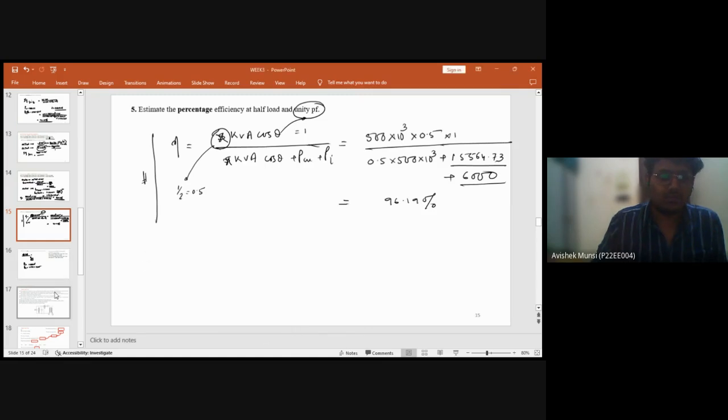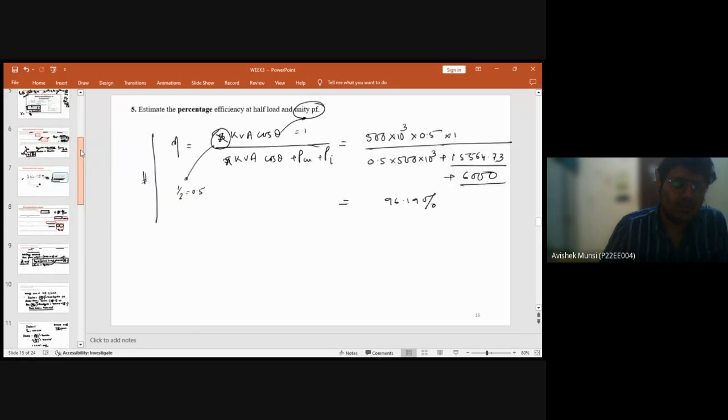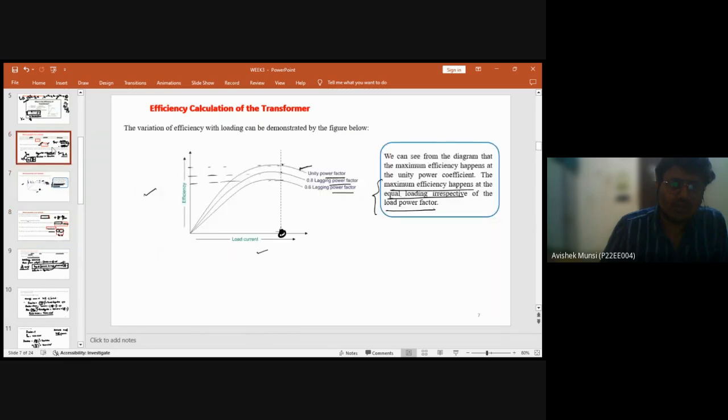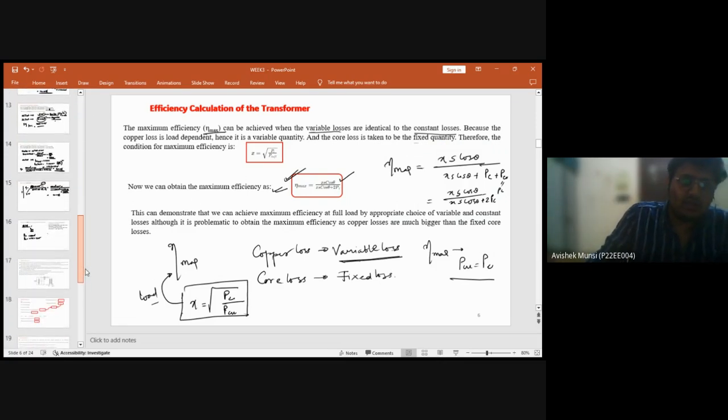Now this section is another question, that is you have to calculate the kVA output maximum. So I said that in the previous slide, we already discussed it. See, the efficiency will be maximum when the output is given by root of iron loss by copper loss. So just put this formula here.